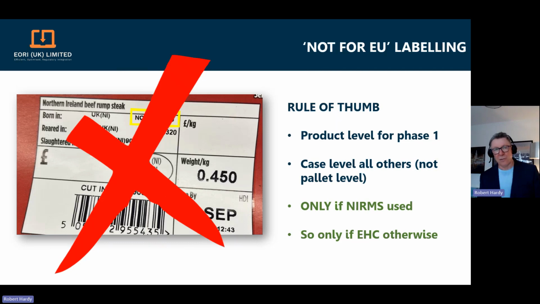So if the product does not need an export health certificate, you don't need a label on the product or the case. Okay. So always don't start with NERMs or don't start with the green lane, start with, would I otherwise have an export health certificate? And if the answer is no, you don't need any of this, just continue to do what you're doing.